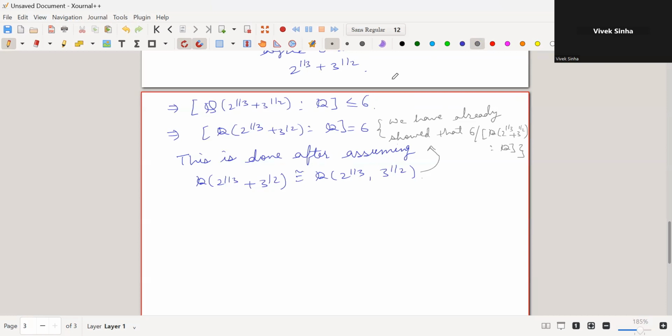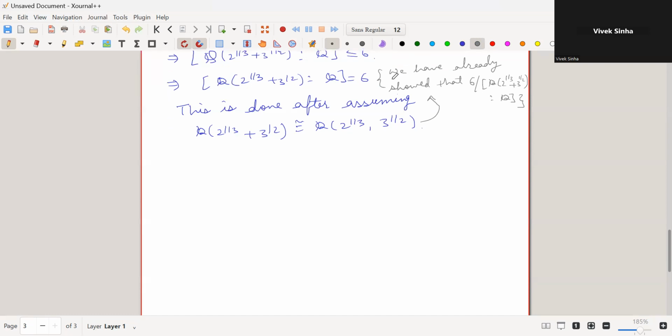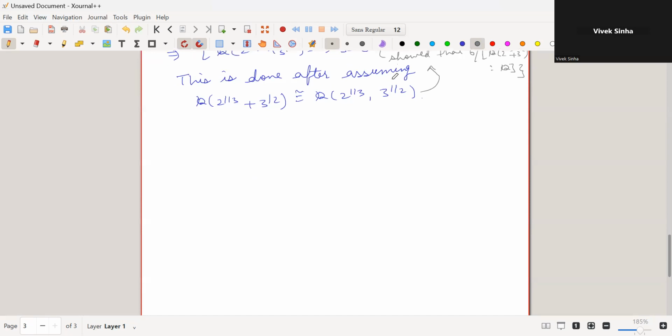Sir, can we find here the basis of this element, like the one we did in the class? Yes, on that I will come definitely.